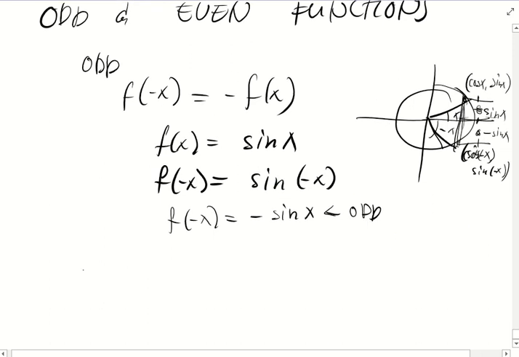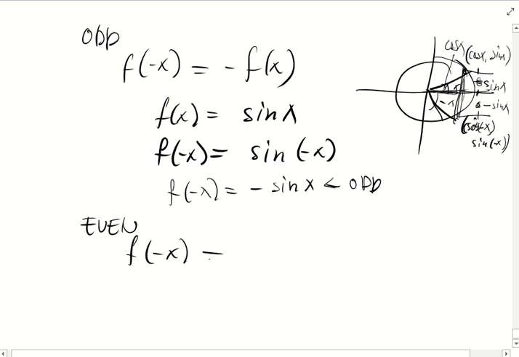And for the cosine, we consider that one an even function. Why? Because it's always going to the right. This will be the value for the cosine. Here, this is cosine x. And even if it's negative, it's still going to the right. So what does this mean? This means it's still positive.